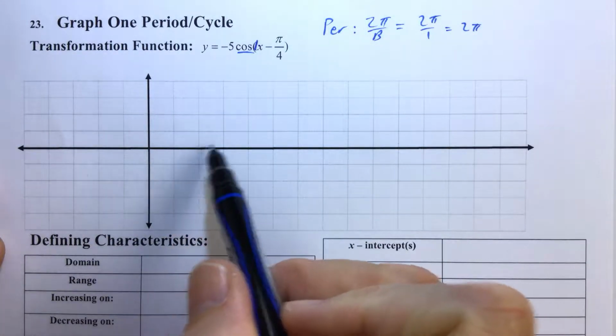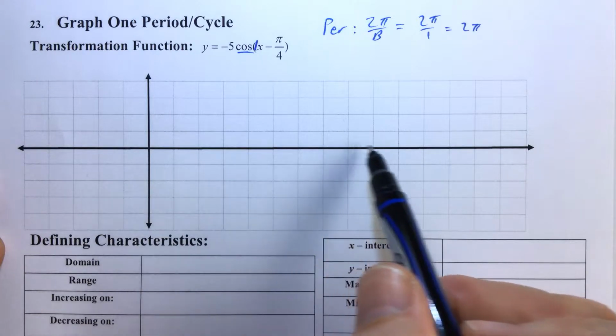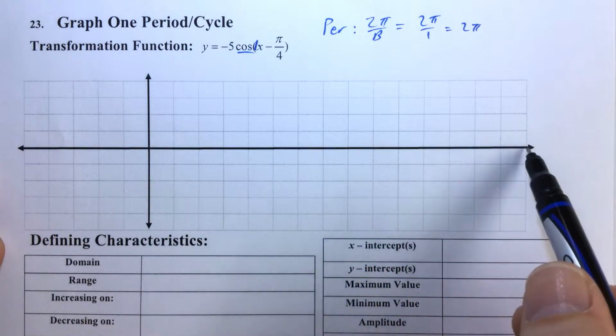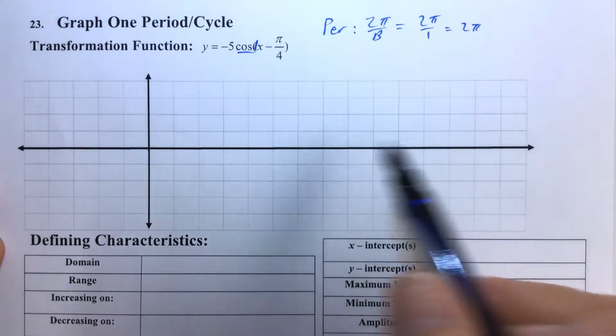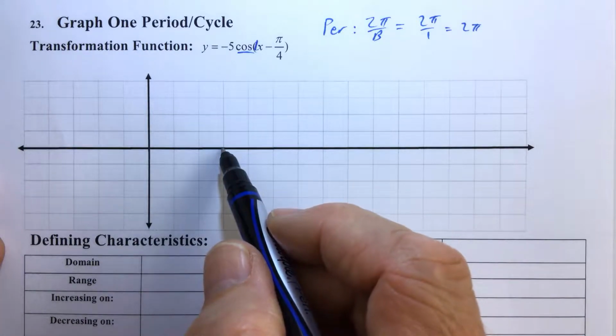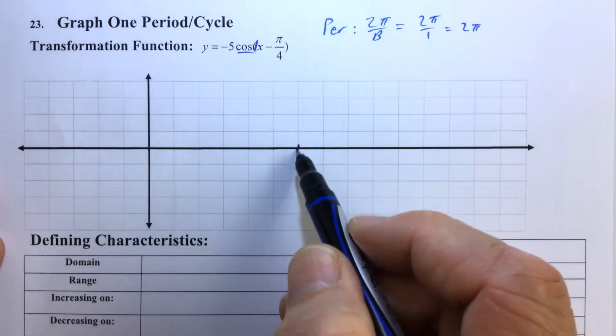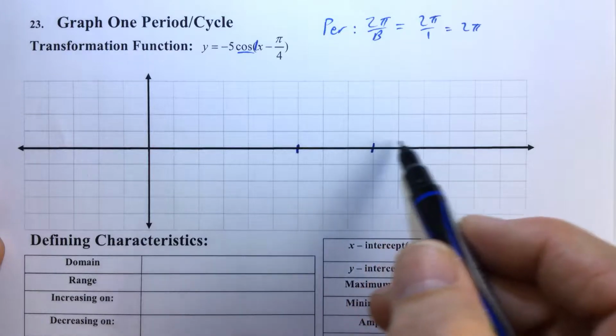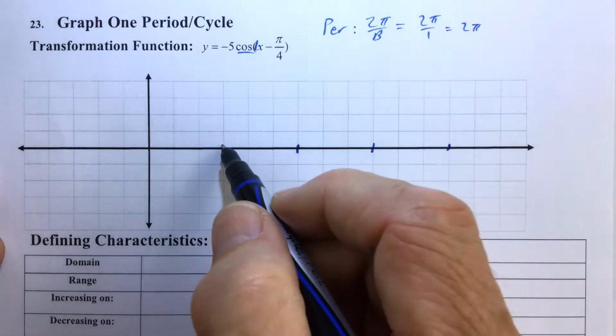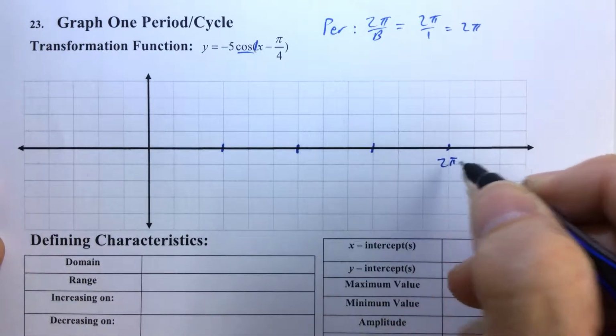So let's make sure we have enough room. That's a bummer. Let's count by 3 then. 3, 6, there's halfway, there's another halfway, and there's a halfway there. So let's just do that. Let's call that 2 pi.